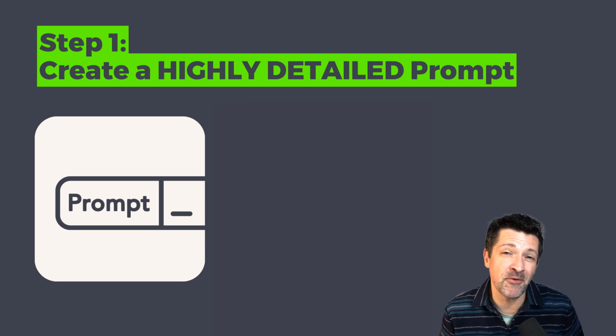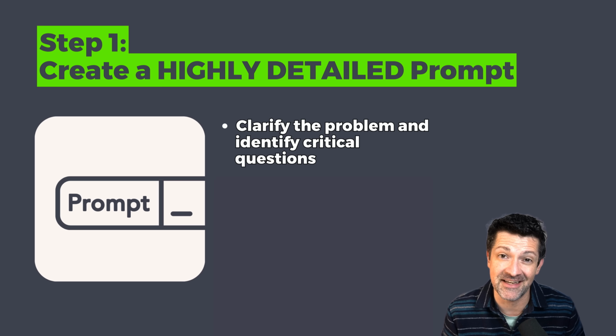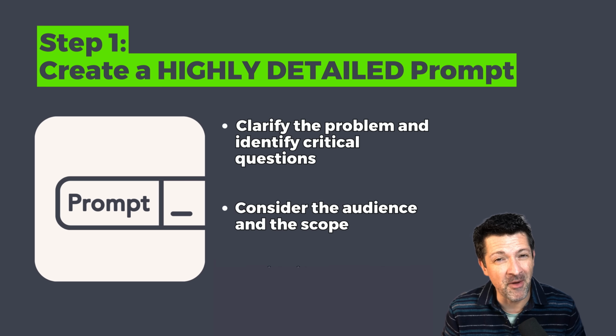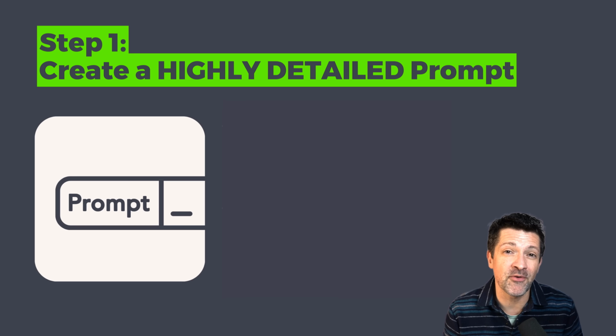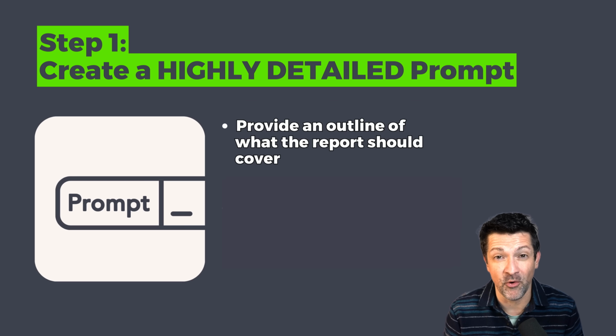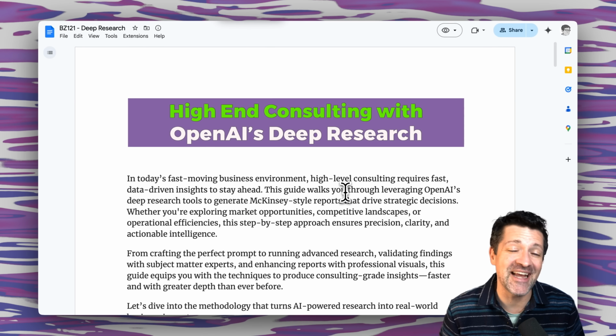But in addition to that, you want to make sure that you are clarifying the problem and highlighting the critical questions that its output must answer. It's also good practice to let it know about the audience and the scope of what you're trying to create. Do you want something highly detailed, or do you want just an executive summary? In the prompt, you can even provide an outline of what you want the report to cover. You may even want to tell it that you need copy for a slide deck related to that report. The prompt itself might be a page or more in the end. So why not have AI help us create that prompt?